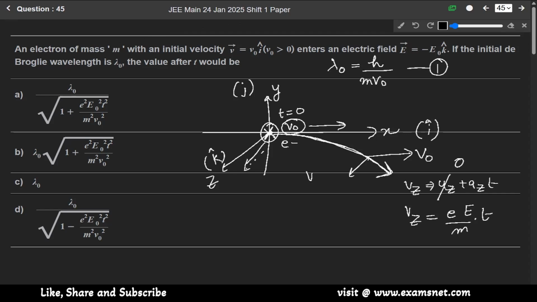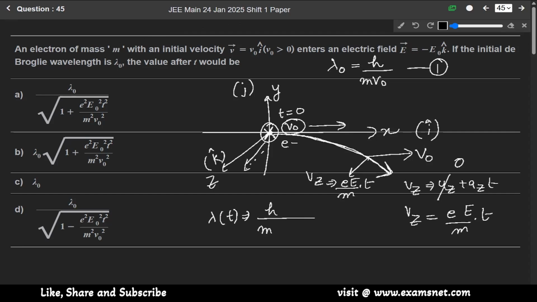So the vz component will be here E over m into t. So if we want to find the resultant, lambda t, okay, lambda t will be again h over mv.